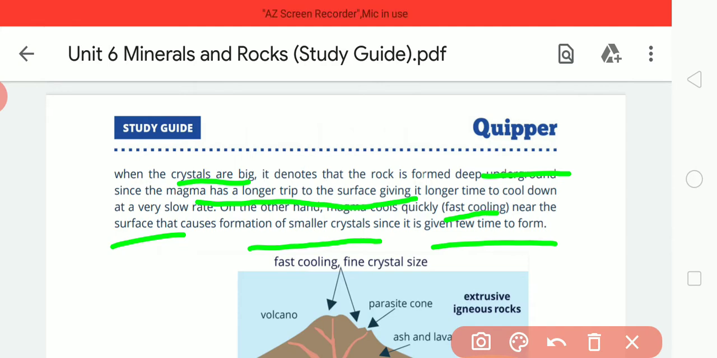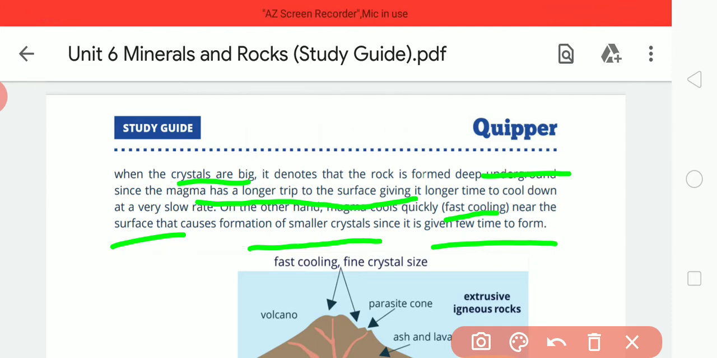So, if an igneous rock class has big crystals, it denotes that that certain type of igneous rock is formed underground. It is not on the surface of the earth's crust. Instead, it is formed underground, making a longer trip to the surface, so it has enough time to cool down at a very slow rate, which is why it can form big crystals.